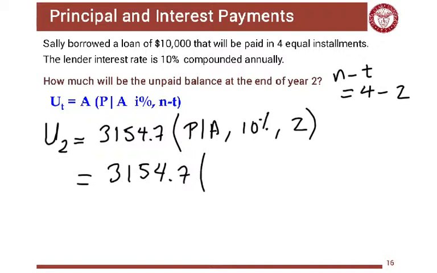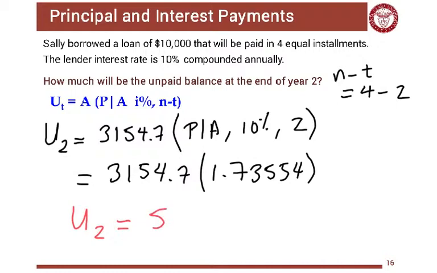3154.7 multiplied by the value of the factor here, which is 1.73554. And how to get this value? You get it from the tables or using the formula. So at the end, the result here, the unpaid balance at the end of year 2 equals 5475.1. And of course this is dollars. And if you compare this result to the value we had before in the tables, the detailed calculations, you will find it equal to this value, which is the beginning balance, the balance at the end of year 2.